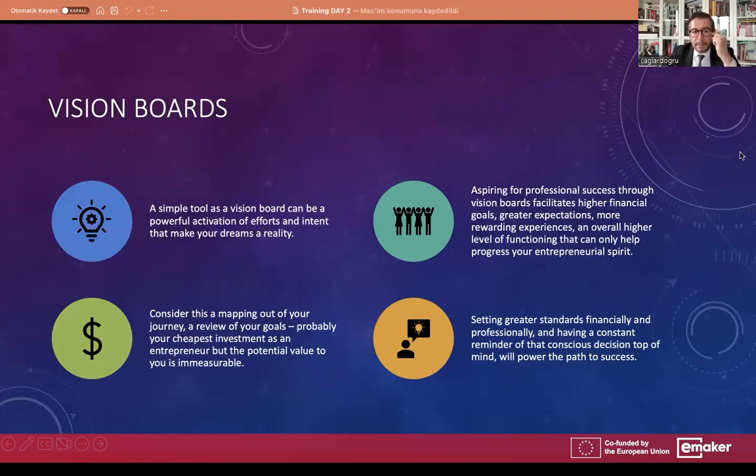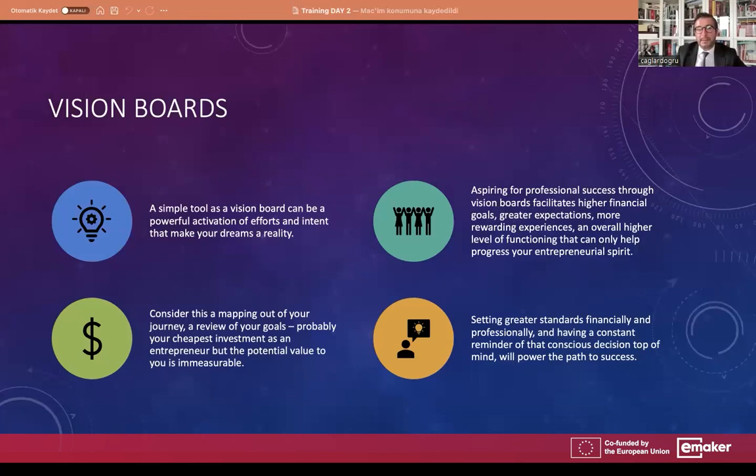And I'm trying to tell you that, for example, on the left side, you see a vision board can be a powerful activation of efforts. And if we are to make some vision boards here, we should map out our journey with a review of our goals. And also the campaigns, which I told you a minute ago, should be strengthened with these vision boards.